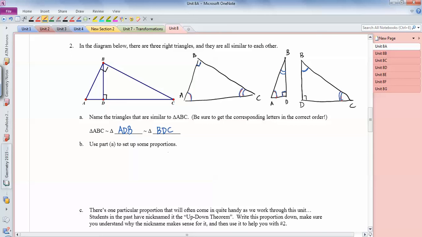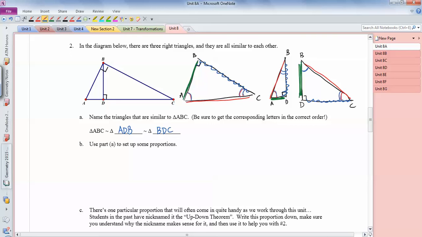And it says use part A to set up some proportions. Okay, so there are a bunch of different proportions you can set up. We did some last class, but let me color code the sides here. I'll mark all the hypotenuses in red, because the long sides will have to go together. I'll mark the shortest side, between the right angle and the one curve, in green here. And then the last ones I'll do in blue and kind of zigzag this. So this goes with this, which goes with that.